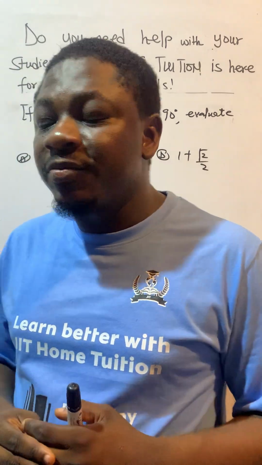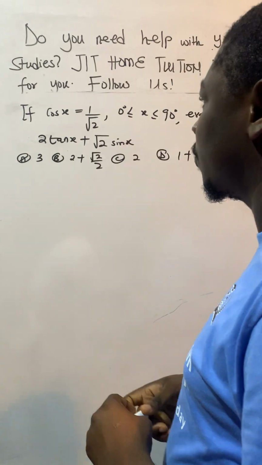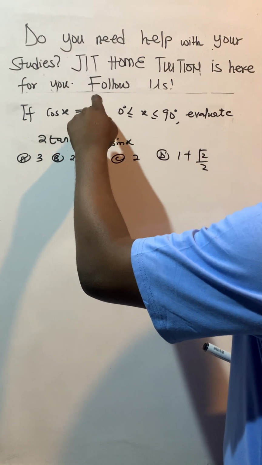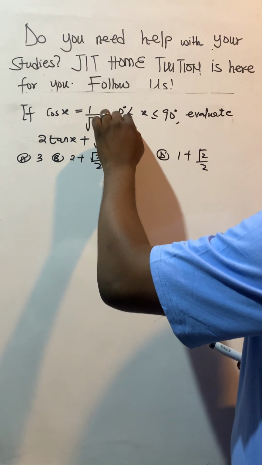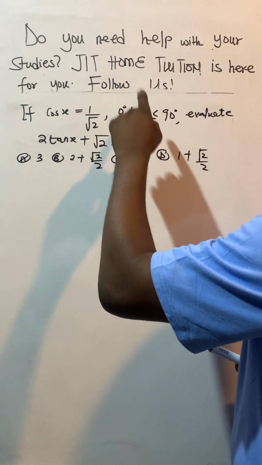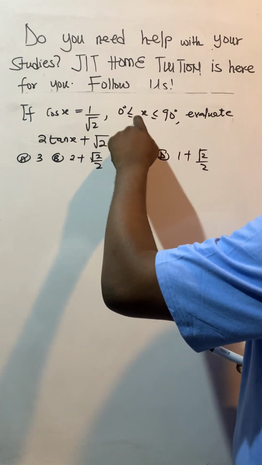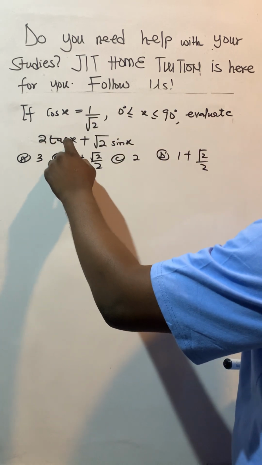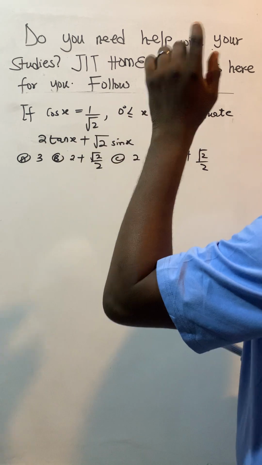So today we have this question on the board to solve. The question is saying that if cos x is equal to 1 over root 2 and the condition is such that x, you have 0 less than or equal to x less than or equal to 90. Evaluate 2 tan x plus root 2 sine x.